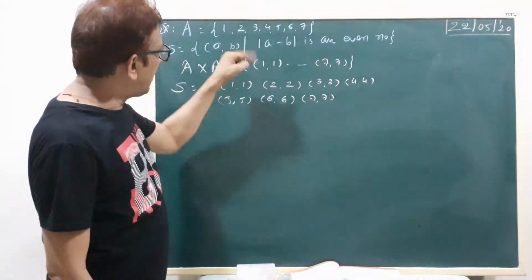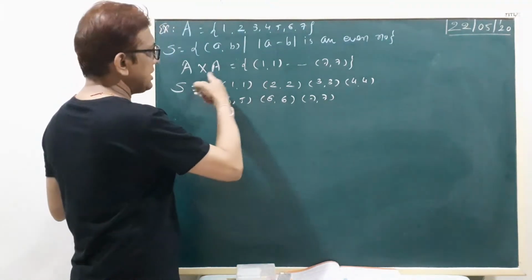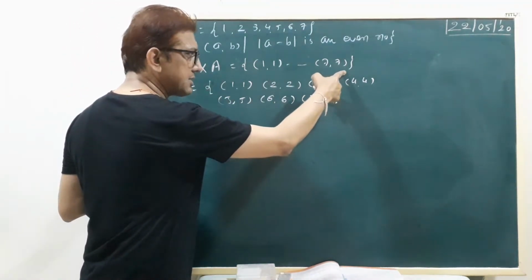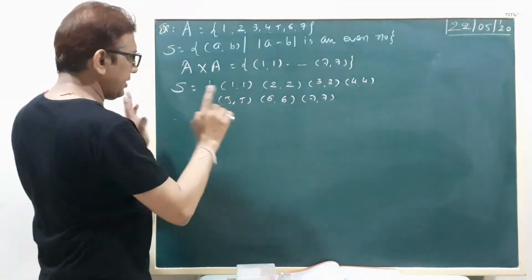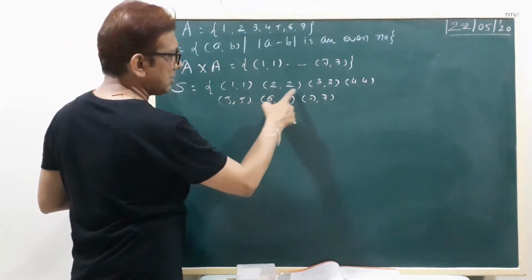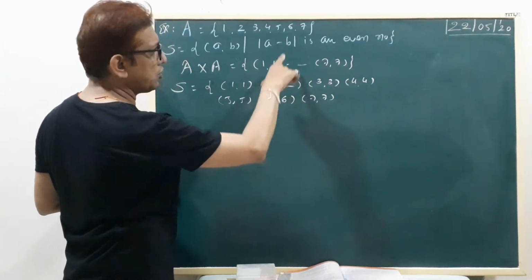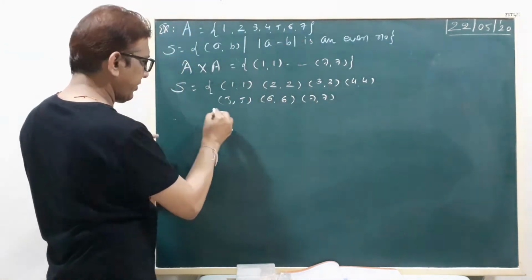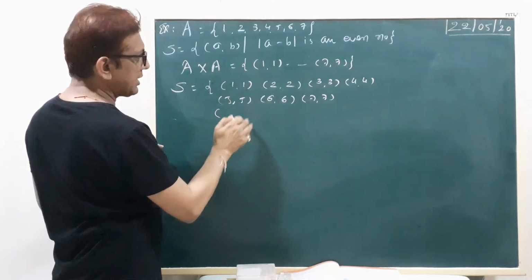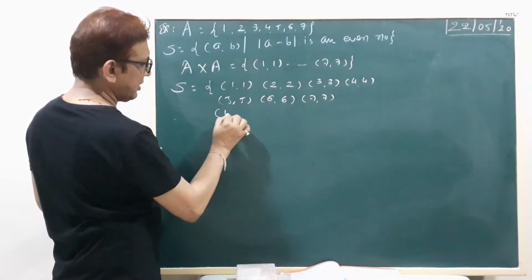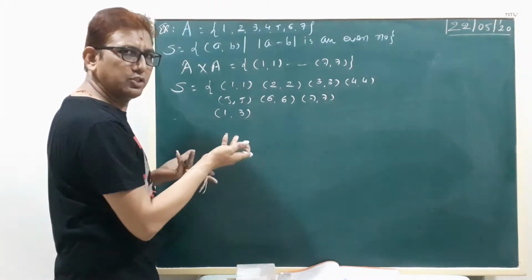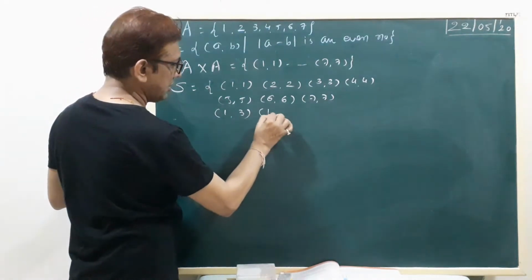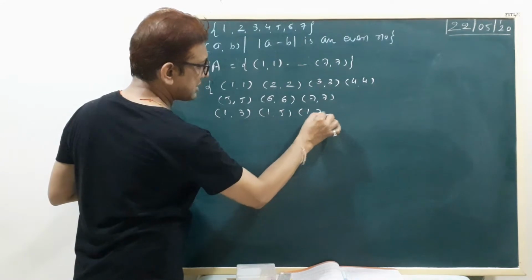Clear? Now among the total 49 brackets, we check which satisfy this condition. Any bracket with equal elements has subtraction 0, and 0 is an even number. Now the first line: (1,1) is completed. Now (1,3), because 3 minus 1 is 2, and 2 is an even number. Then (1,5), then (1,7).